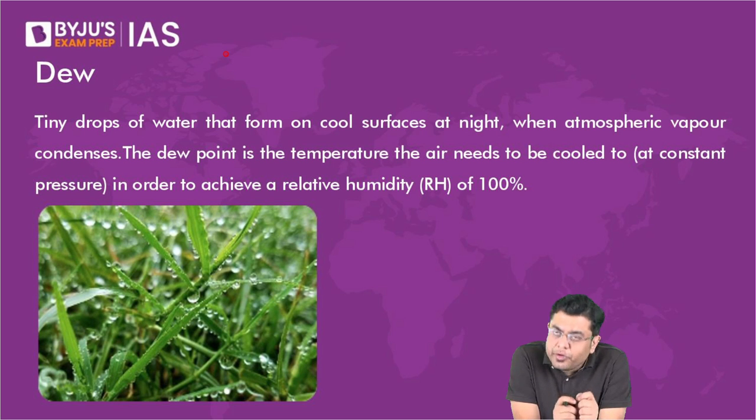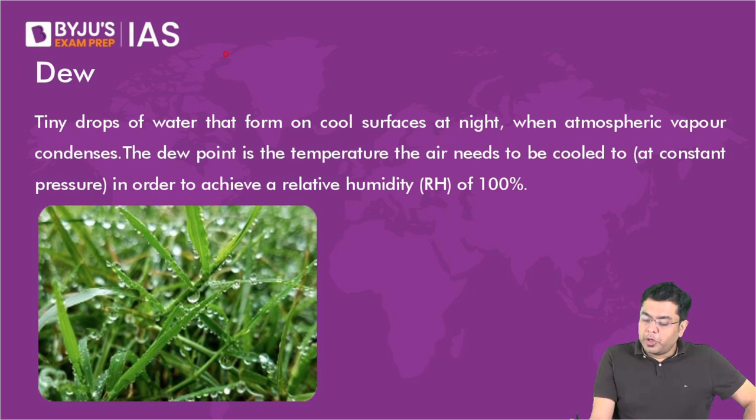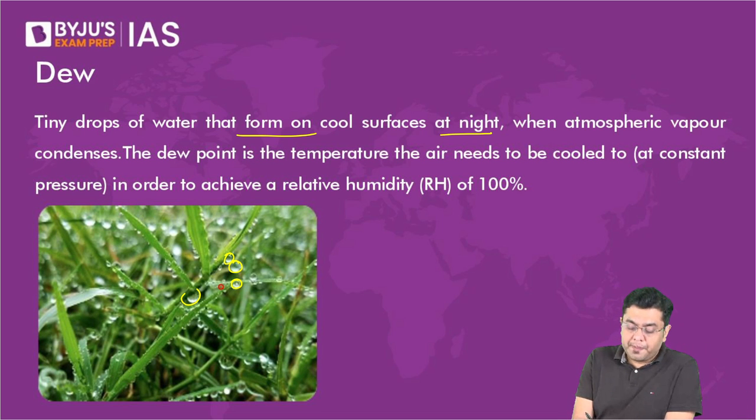This is also a form of condensation. It happens when the air in contact gets cooled down beyond the point of saturation. So tiny droplets of water form on cool surfaces. If you see the blades of grass, you will observe tiny droplets, isn't it? They form at night when atmospheric vapor condenses. Now, when will it condense? When the saturation temperature is attained and it is cooled down beyond that.